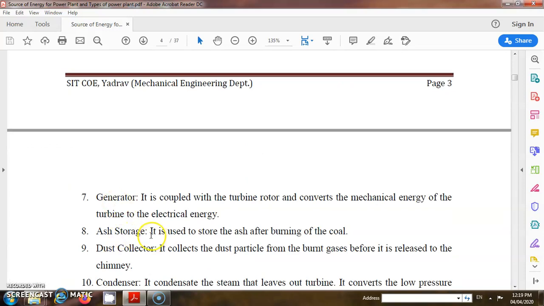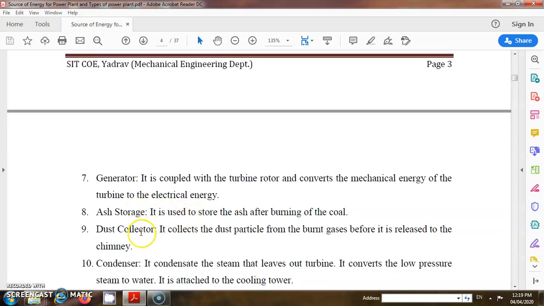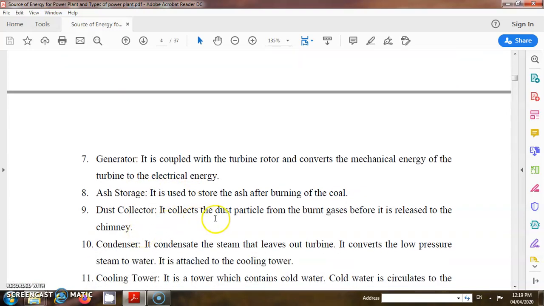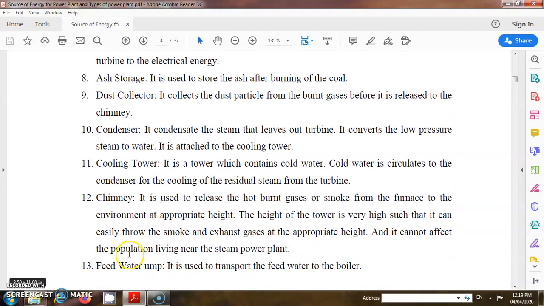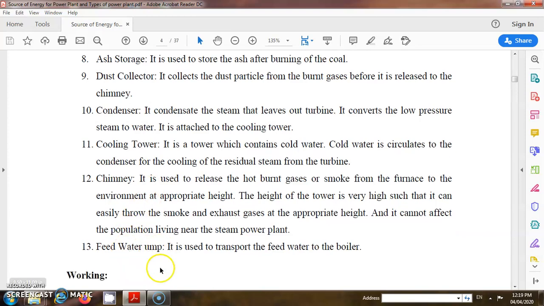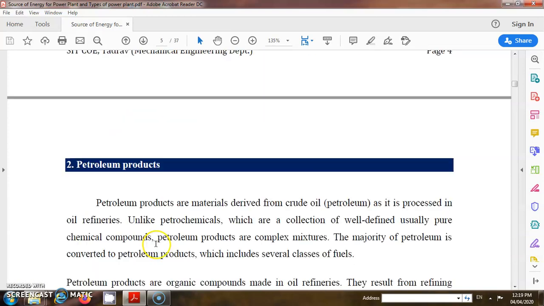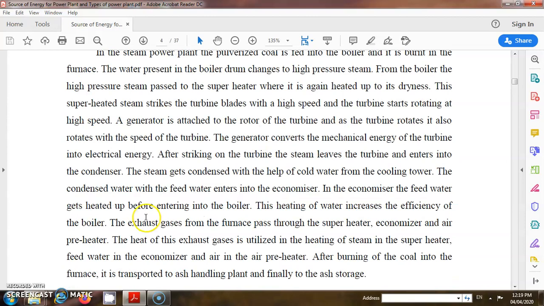Simultaneously, ash storage is required. It is used to store the ash from the burning of the coal. There is a dust collector, which collects dust particles from the burnt gases before they are released to the chimney. The next is the condenser, which we have already discussed. Then the cooling tower and the chimney, which removes the burnt or unburnt gases to the atmosphere after the treating process. The feed water pump is also used. So this is all about the steam power plant.